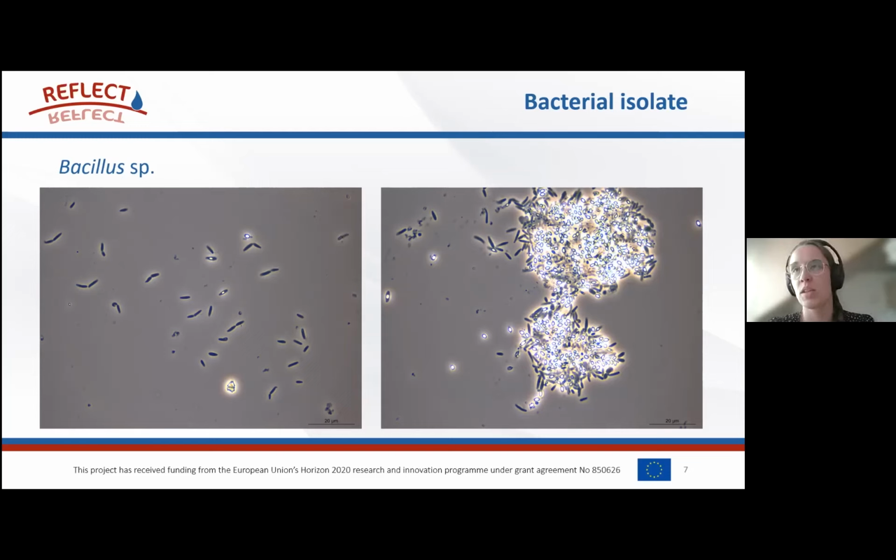These spores are resistant structures that allow the bacteria to go into a form of dormancy. So it allows it to survive some extreme conditions and then to start growing afterwards when the conditions are suitable for growth. And so this bacteria is able to form some spores. It's also the case for the bacterium I presented to you before.